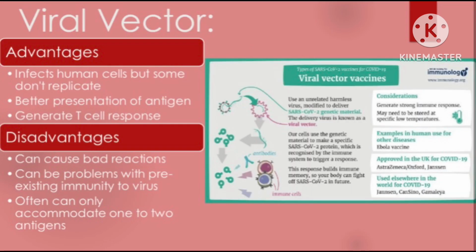The advantages of viral vector vaccines are that they have a better presentation of antigen and also generate a T cell response. The disadvantages are that they can cause bad reactions. They often can only accommodate 1 to 2 antigens.